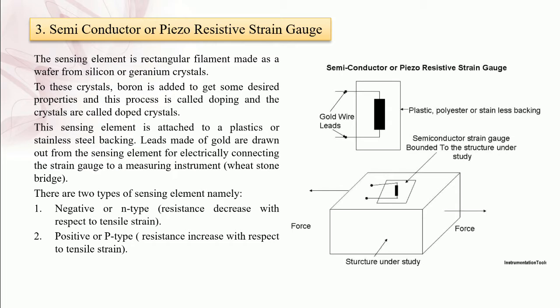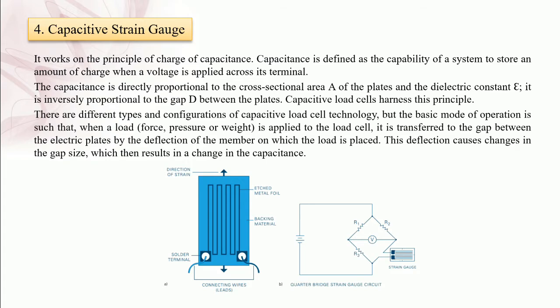They are very useful for measurement of local strains, but they also have some disadvantages. The major and serious disadvantage is that these gauges are very sensitive to changes in temperature, and the linearity of this gauge is very poor. That's why we are going to move forward to another type of strain gauge.